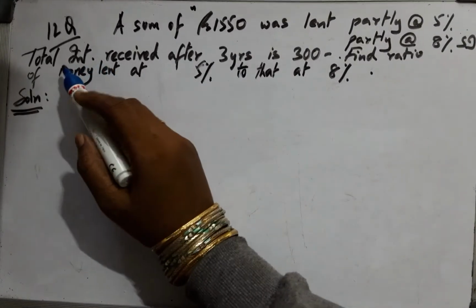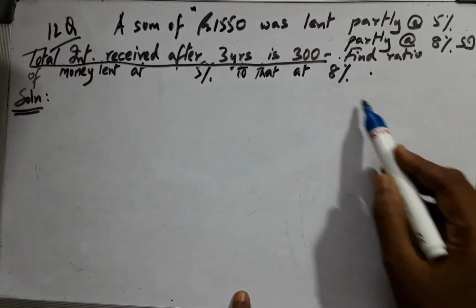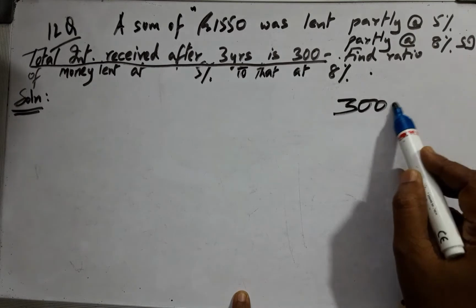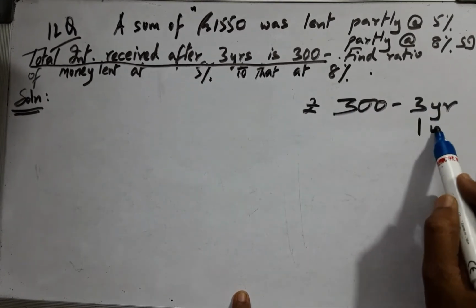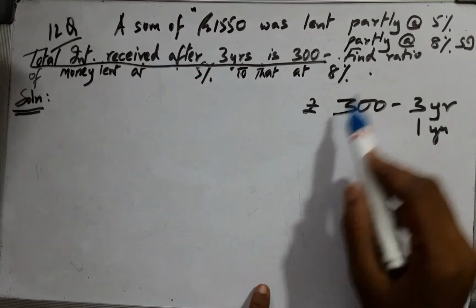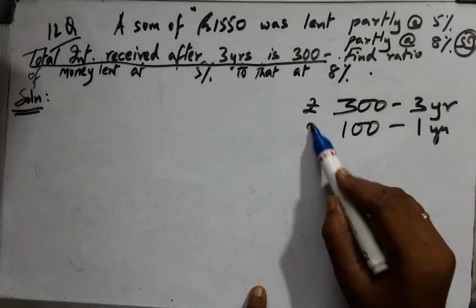The first clue in the question is the total interest received after 3 years is 300. So 3 years interest happens to be 300 rupees. Then for 1 year, being simple interest, for 1 year it is 100 rupees.